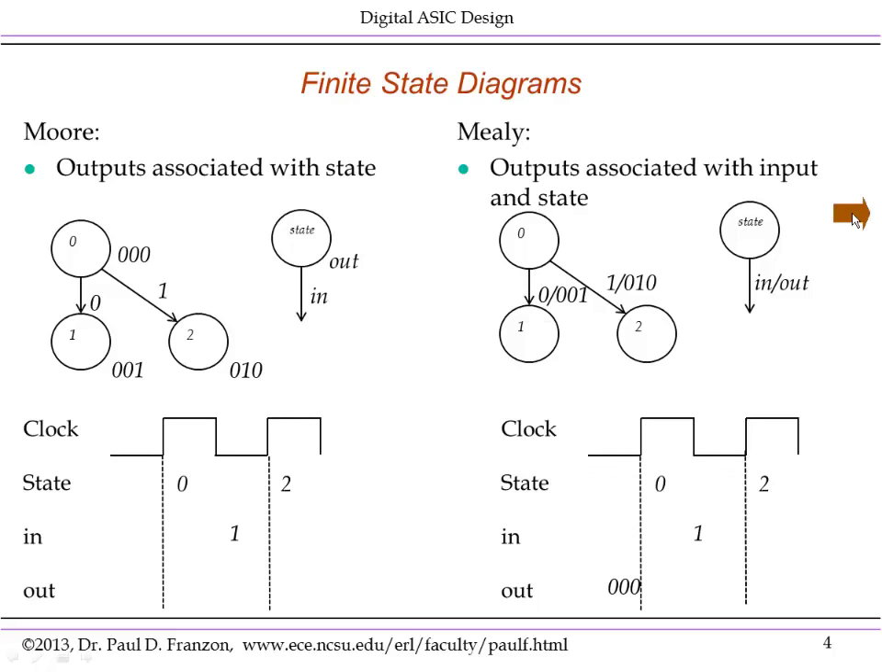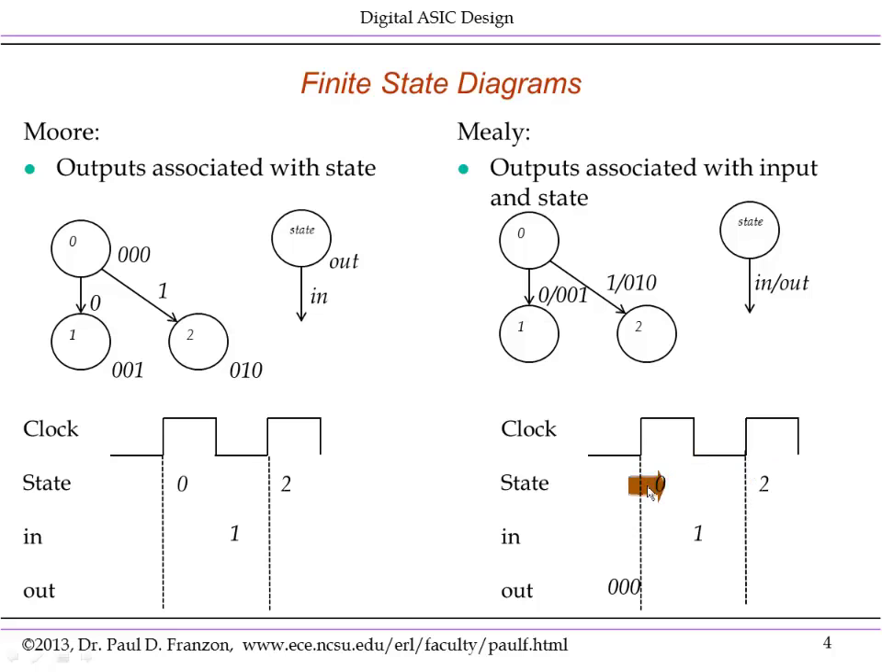In contrast, in a Mealy machine, we associate both the inputs and the outputs with the state transitions. So this is a fairly similar finite state diagram in a Mealy format. We have state 0. If while we're in state 0 we have input 0, the output immediately changes to 0, 0, 1 after only combinational logic delay, and we go to state 1. In contrast, if the input is 1, the output changes immediately to 0, 1, 0, and we go to state 2. Again, here's a timing diagram down below.